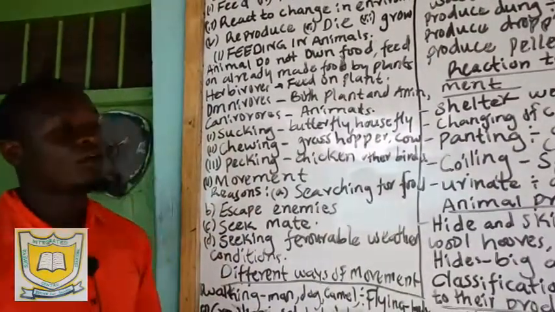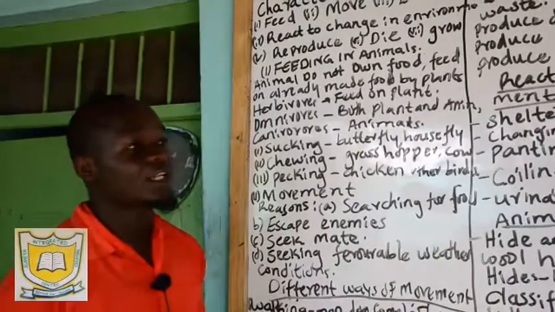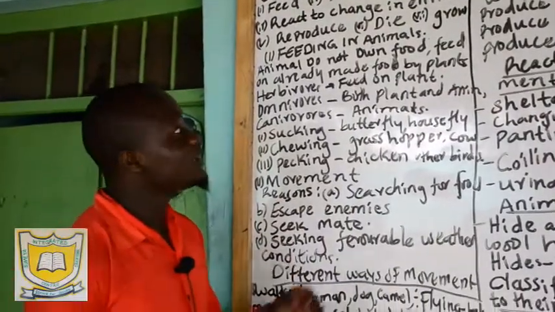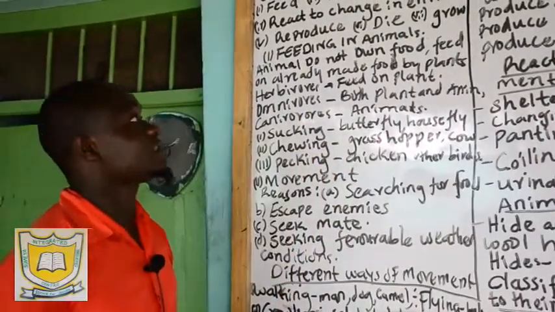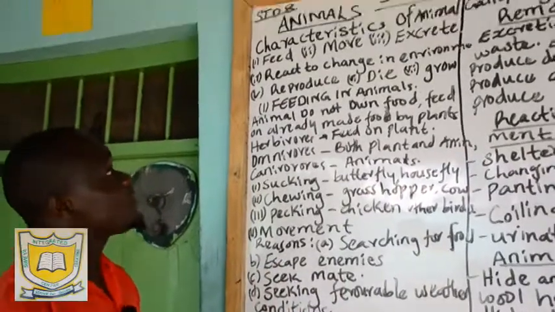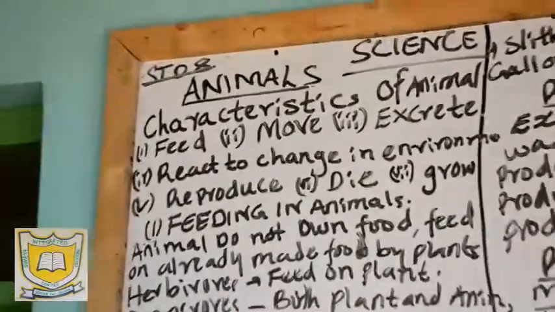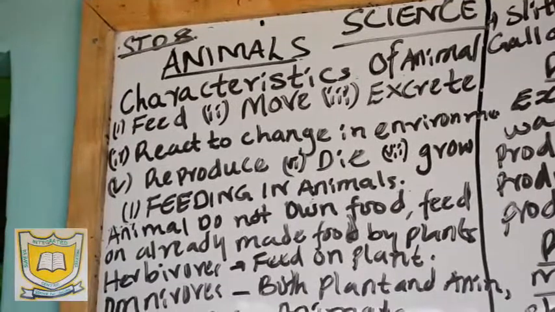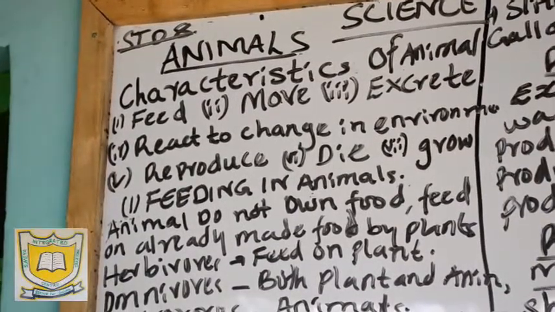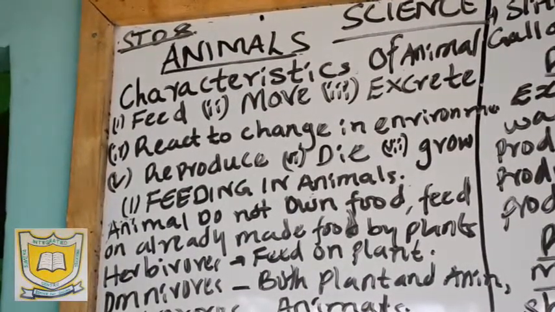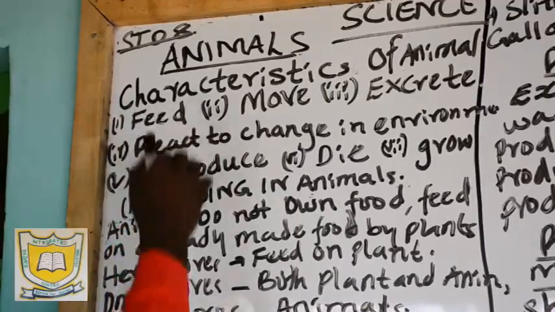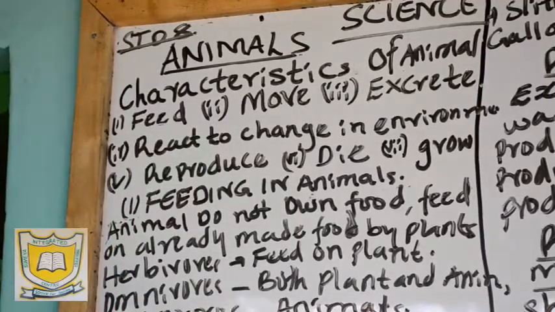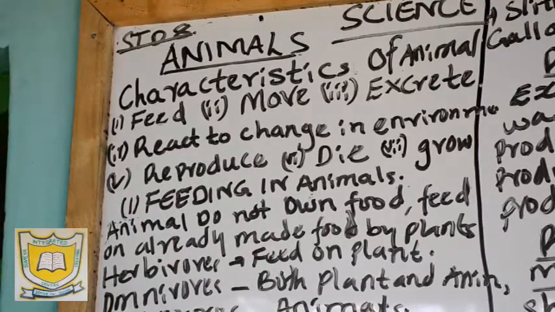After understanding both wild and domestic animals, you now discuss the characteristics of those animals. All animals have specific characteristics, and there is no animal that can survive without these characteristics. These characteristics enable us to identify this one as an animal and this one as not an animal. Number one, we look at feeding. All animals feed. Feeding is the way animals take food for growth, obtaining nutrients from either animals or plants.